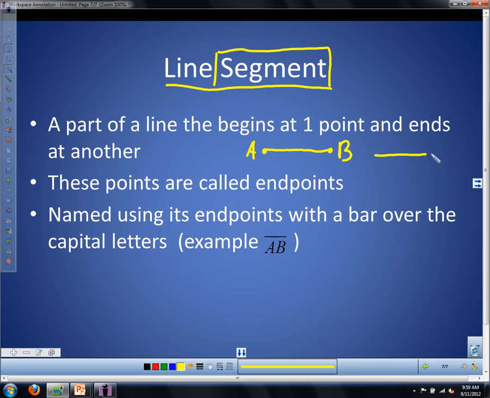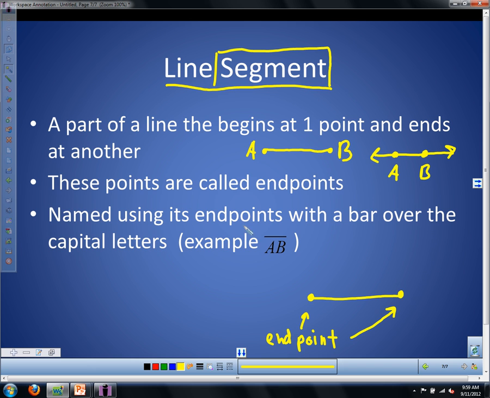We could also draw our segment and show the line, but the part between points A and B is the segment. So this part in here is the segment. The points are called the endpoints. So I'm going to draw it again down here. So the points at the end of the segment are called the endpoints. So that would be an important characteristic.